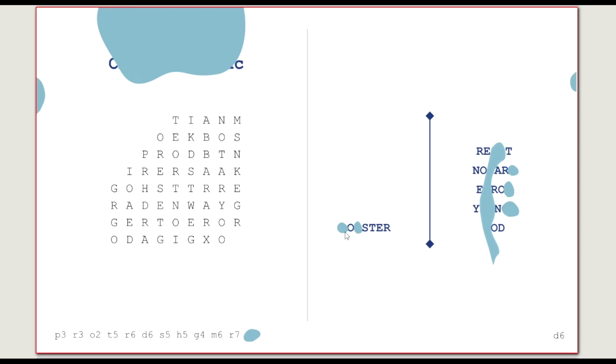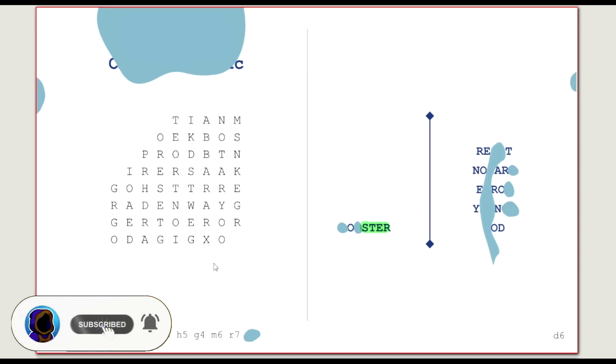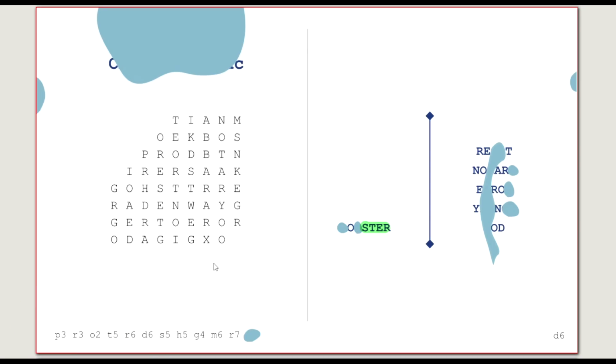So we're looking for something O something STER. First word that comes to mind for me is rooster. But it's going to be easier for us to just find stir and then work from there, I guess. So stir. Why can I not? It's right here. Mobster.